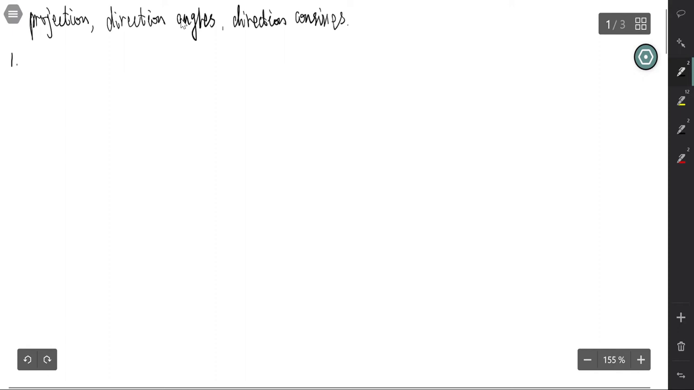First, the definition of vector projection. The vector projection. That is a vector we write as projection. The vector B projection of B onto vector A.